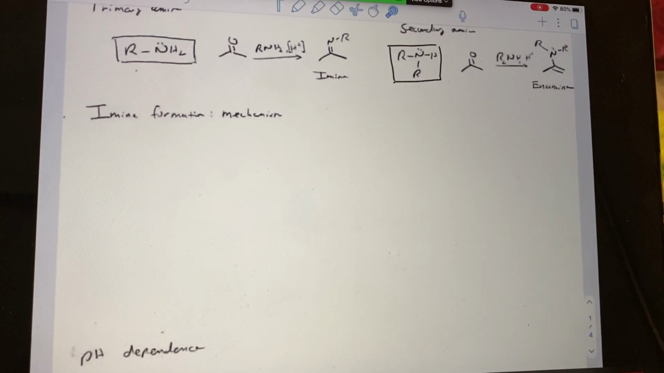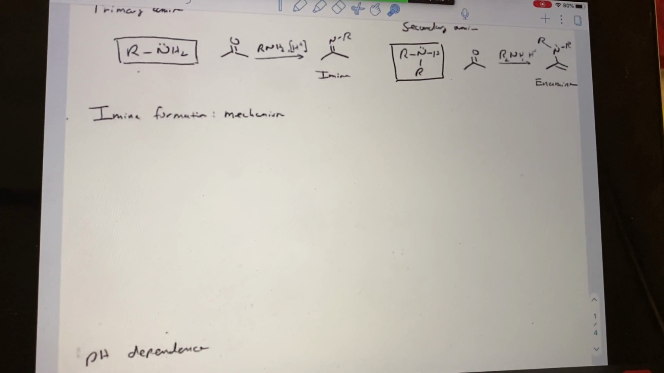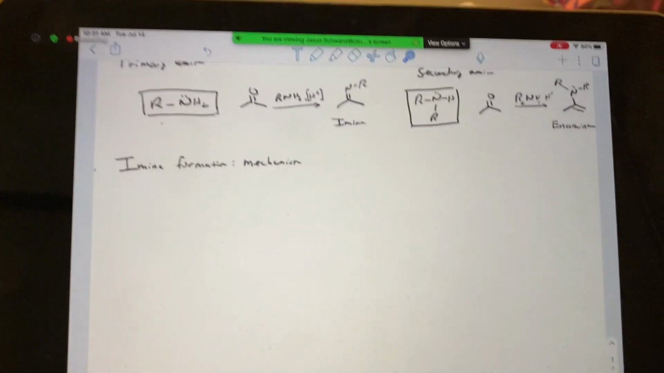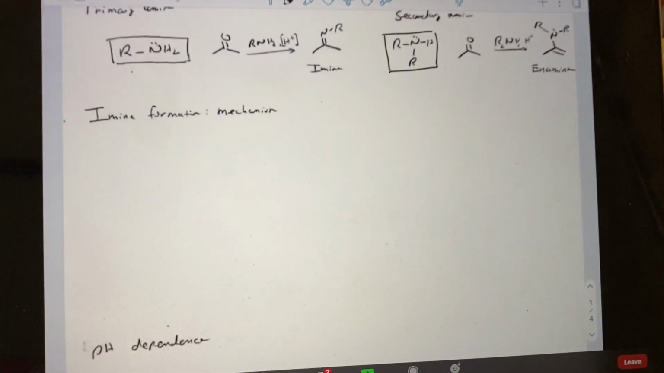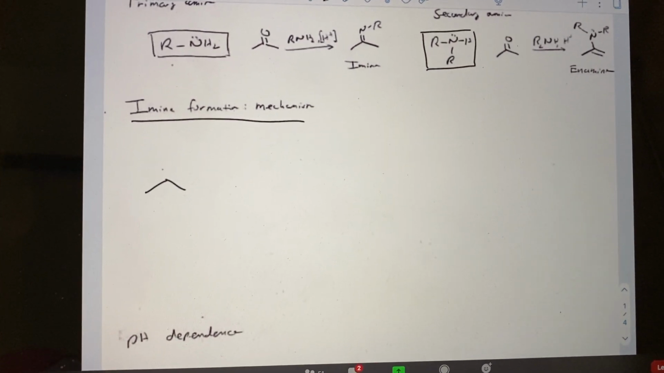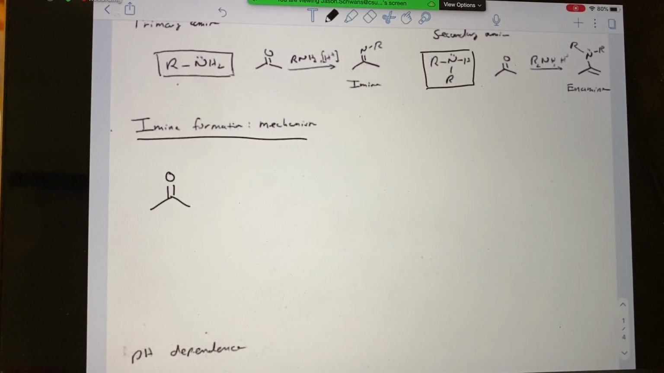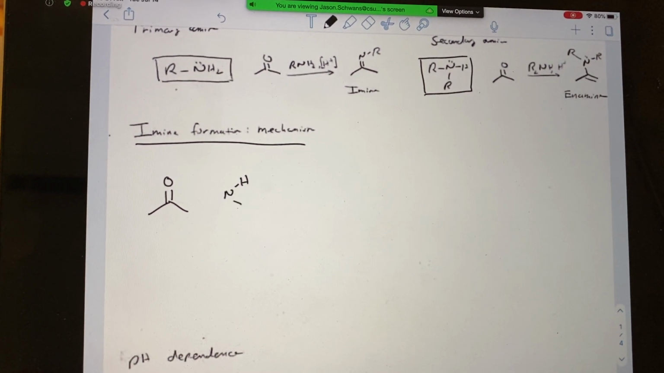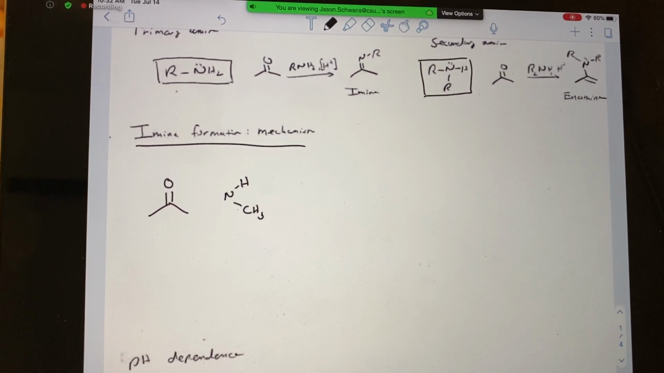So then let's figure out this mechanism for this imine formation and see if some of the material that we've already covered can actually come up with a way of explaining that. So let's start with the acetone that we'll use. And why don't we just use methylamine, this compound here.